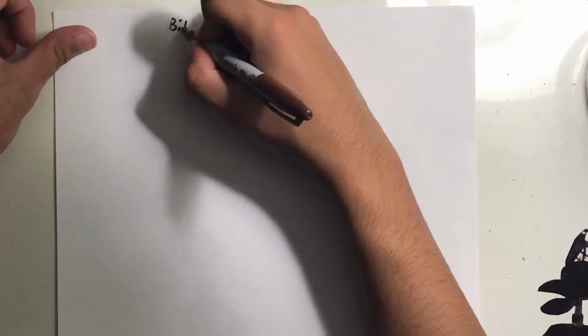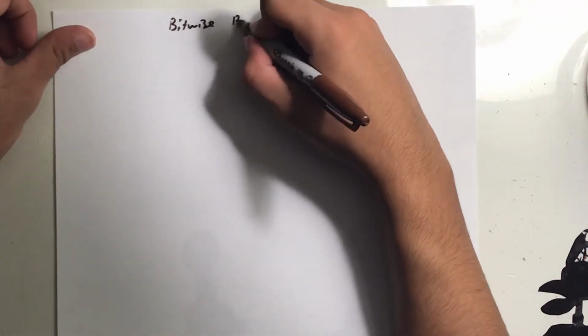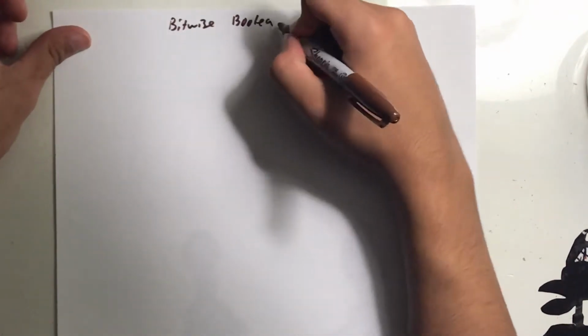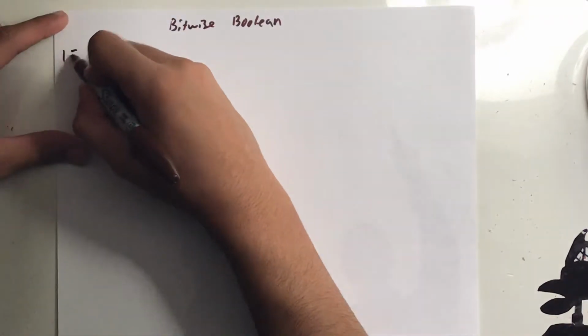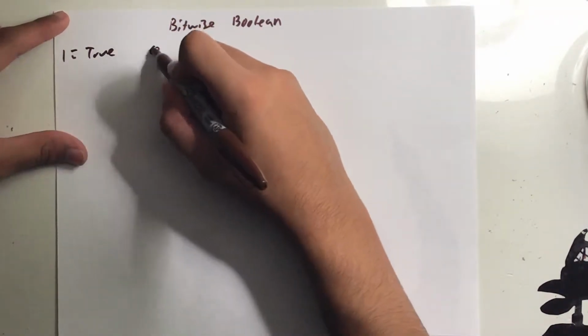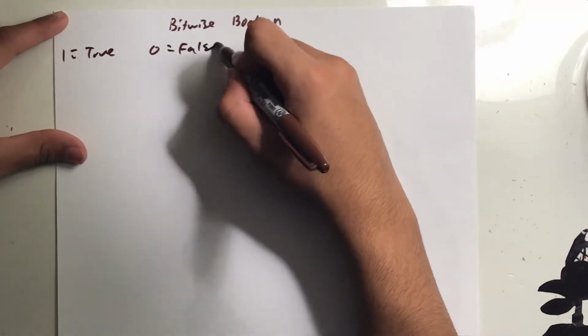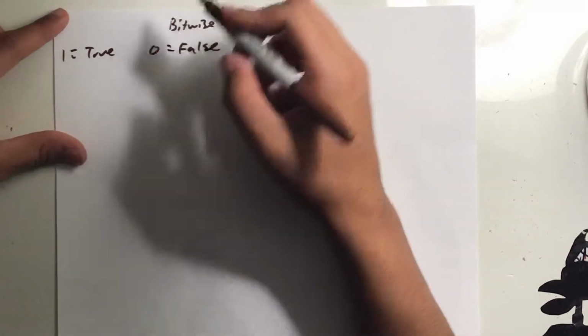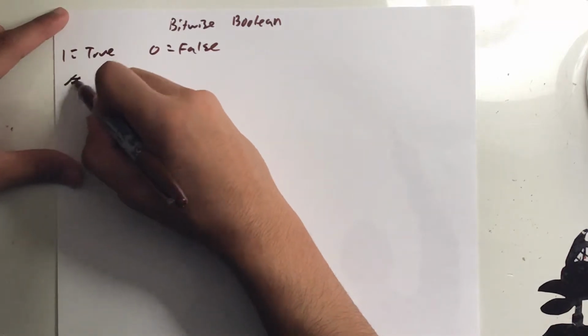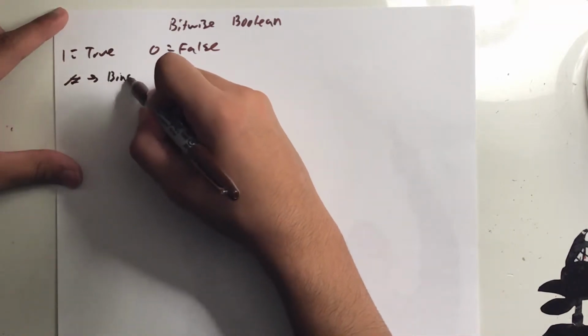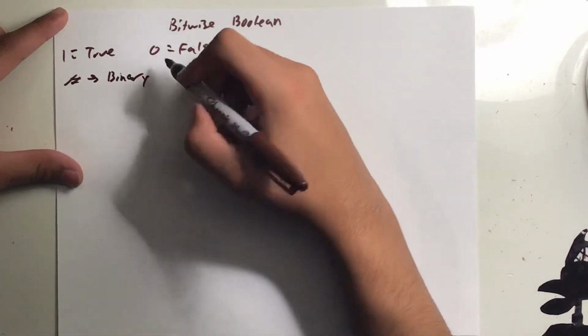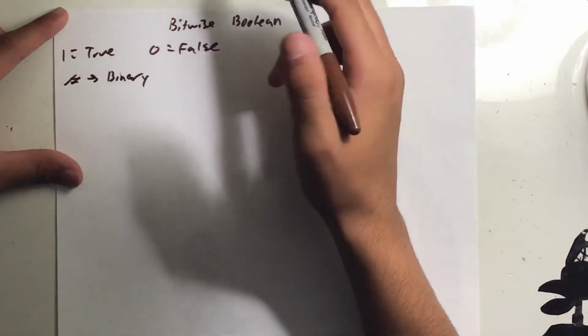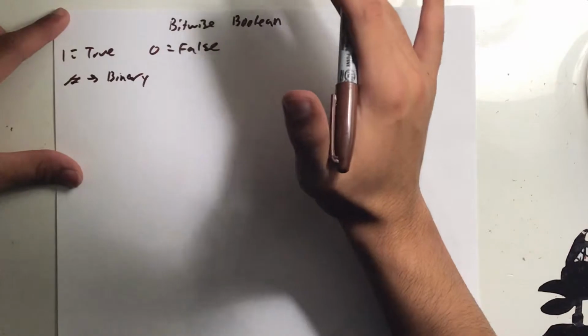Okay, in this video I will be going over Bitwise Boolean. And Bitwise Boolean is super easy. Basically, all the 1s are true and all the 0s are false, right? So basically what you're going to do is turn the numbers into binary, however many numbers you need to do in binary.